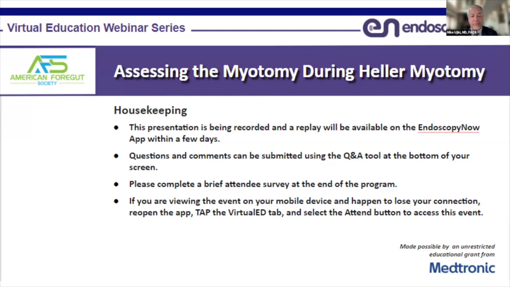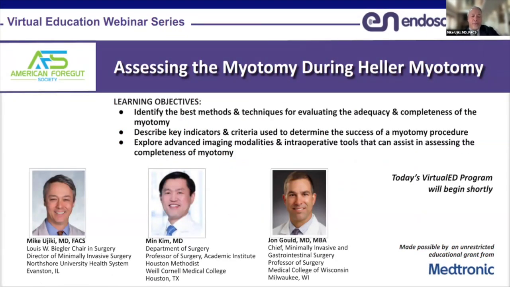So we're really excited to have two esteemed speakers talk on assessing myotomy during Heller. The learning objectives for tonight are to identify the best methods and techniques for evaluating the adequacy and completeness of myotomy during Heller myotomy, to describe key indicators and criteria used to determine the success of a myotomy, and to explore advanced imaging modalities and intraoperative tools that can assist in assessing the completeness of myotomy.